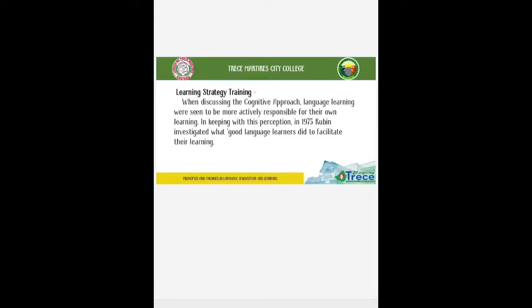So, learning strategy training. When discussing the cognitive approach, language learners were seen to be more effectively responsible for their own learning. In keeping with this perception, in 1975, Rubin investigated what good language learners did to facilitate their learning. In 1975 po, si Rubin conducted an investigation to know what good language learners did to facilitate their learning.